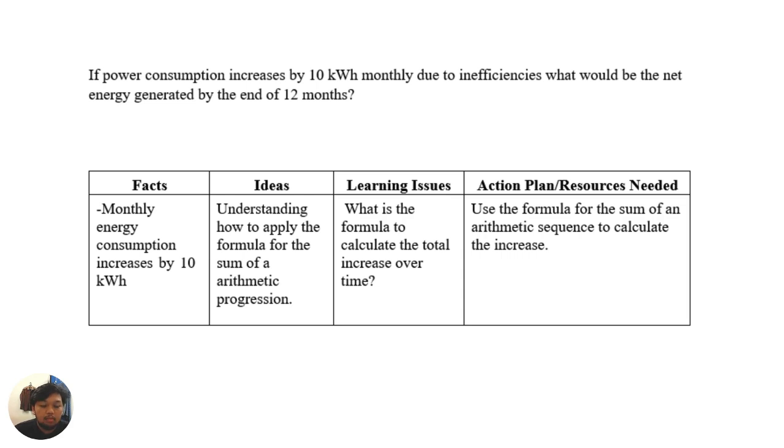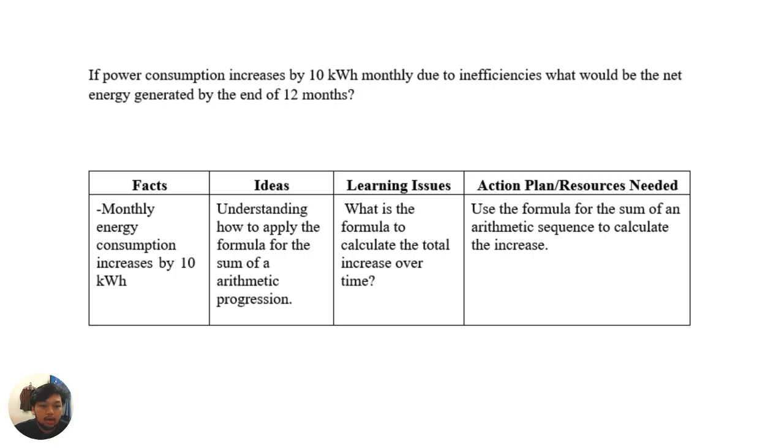Assalamualaikum. My name is Muhammad Irfan bin Omar. My matric number is AA240804. I'm from Group 8. Today, I'm going to explain about task 1, part 3. So the question goes, if the power consumption increases by 10 kilowatt-hour monthly due to inefficiencies, what would be the net energy generated by the end of 12 months?